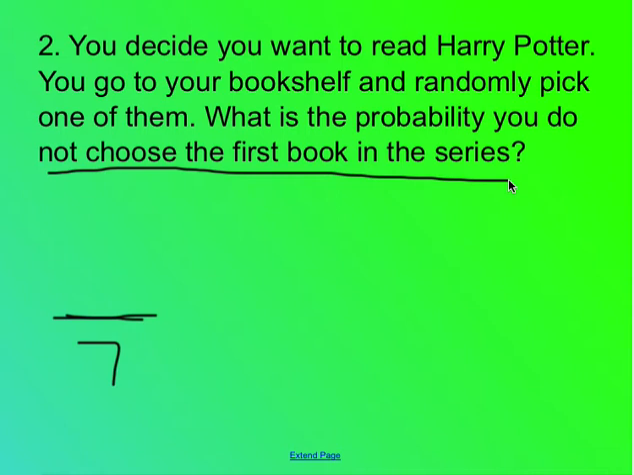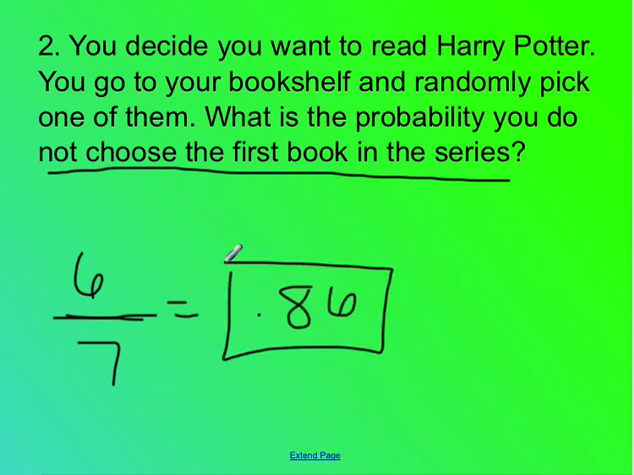So that means our successes are all of the rest of them. So there's 6 successes because we could choose the 2nd, the 3rd, the 4th, the 5th, the 6th, or the 7th. So that gives us 6 choices. So our fraction then is 6 divided by 7. When you divide that out, you get 0.86 as your decimal.